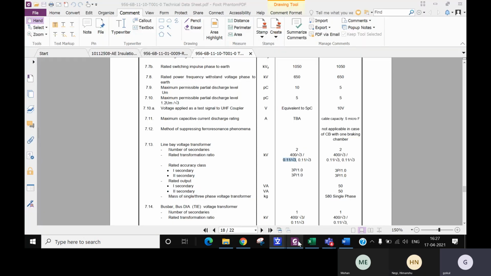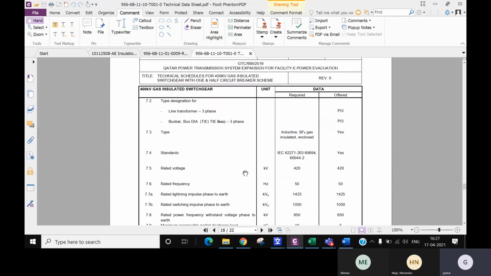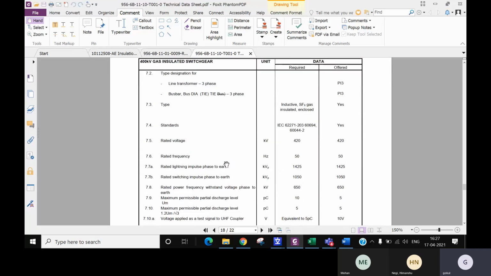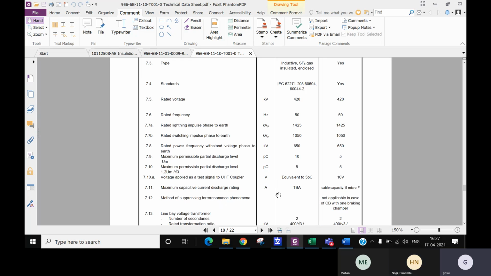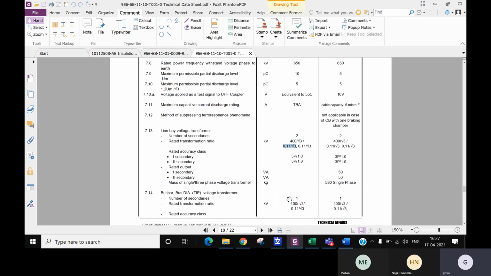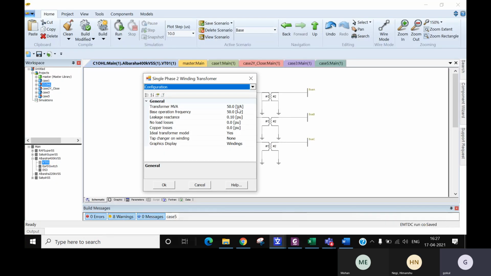In the same data sheet, they will tell you the rated frequency. Here the rated output is 50 VA. The same thing I have taken as the transformer MVA, 50 VA, and the base operation frequency is 50 Hertz. These things you have to get from the transformer, I mean, from the client.